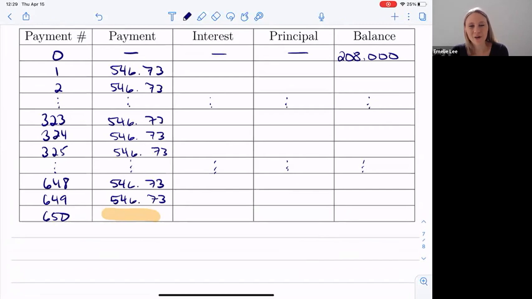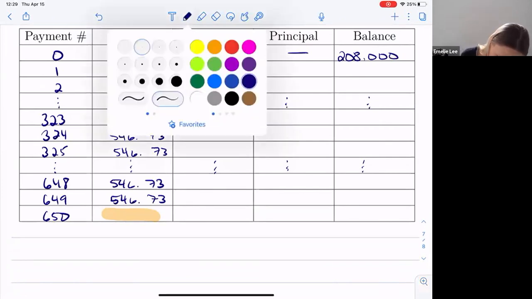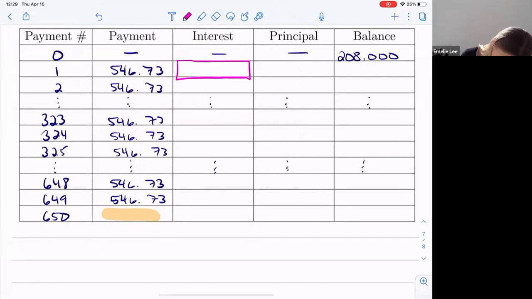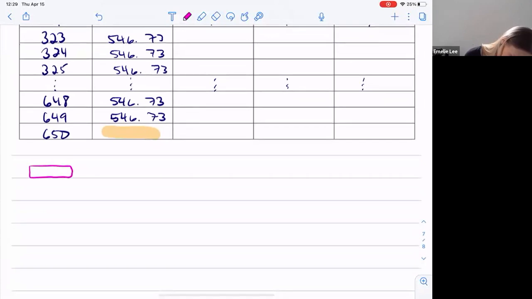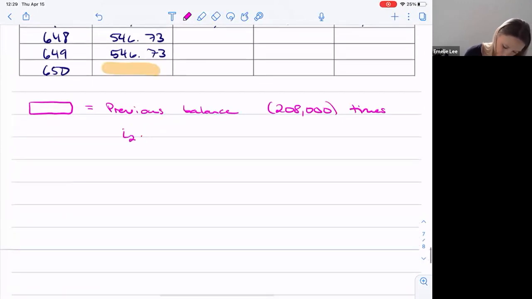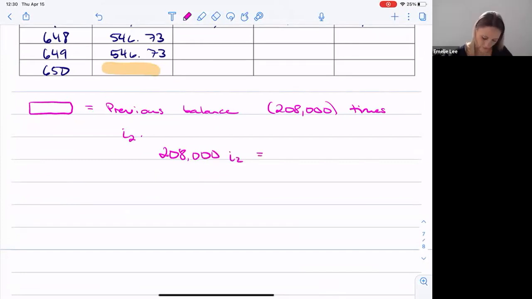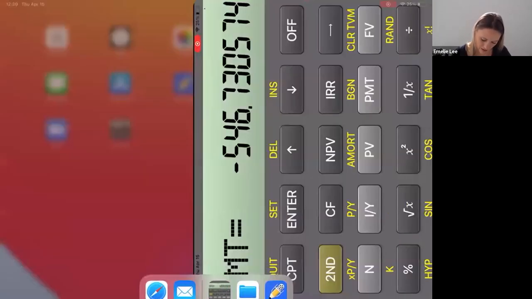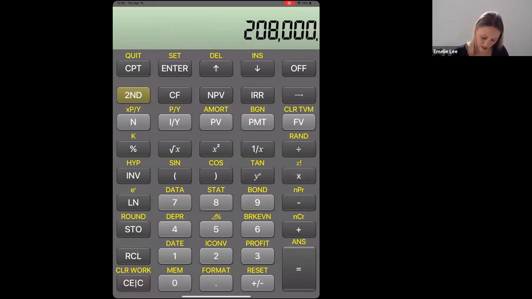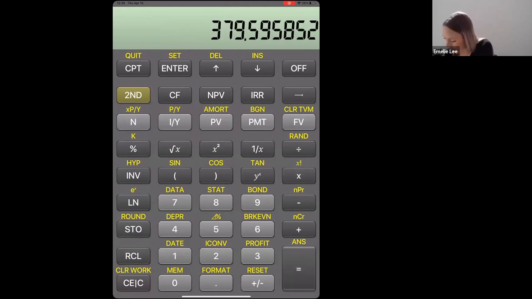Like we talked about. Okay, how do I find the amount of interest? The amount of interest that I have to pay is the previous balance times I2, rounded to 2 decimal places. So here this is equal to the previous balance, which is 208,000 in this case, times I2. I'm just going to use the calculator. 208,000 times recall 1 equals, I'm going to jot this down, 379.595852.